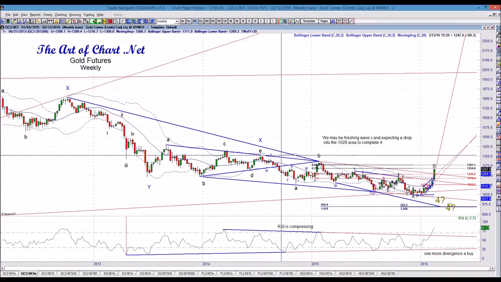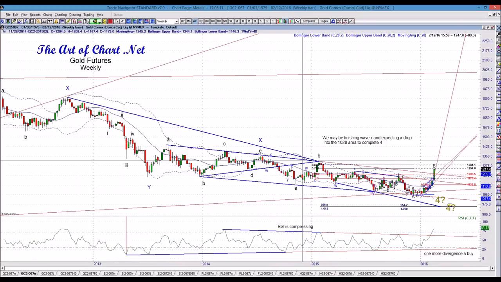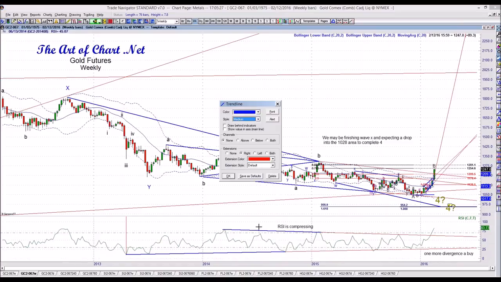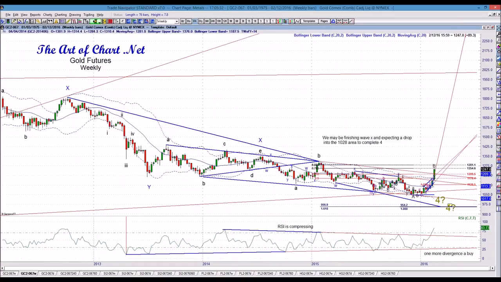There's a beautiful example of a weekly triangle in gold. A lot of people won't consider this a triangle because RSI did compress here. I'm not going to mark up the whole chart, but you can see here the A, B, C, D, E, and then the 3-wave move down, which we're now back testing the entire B wave. We're getting dangerously high here.